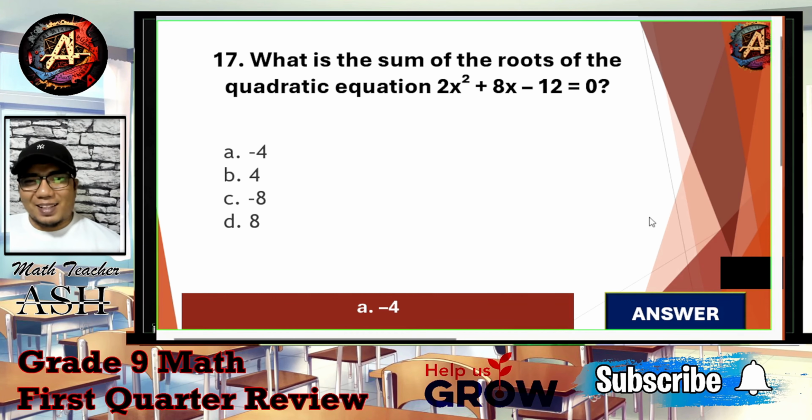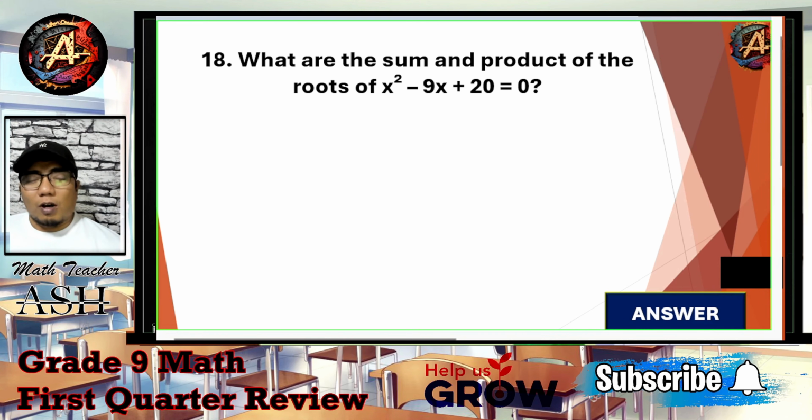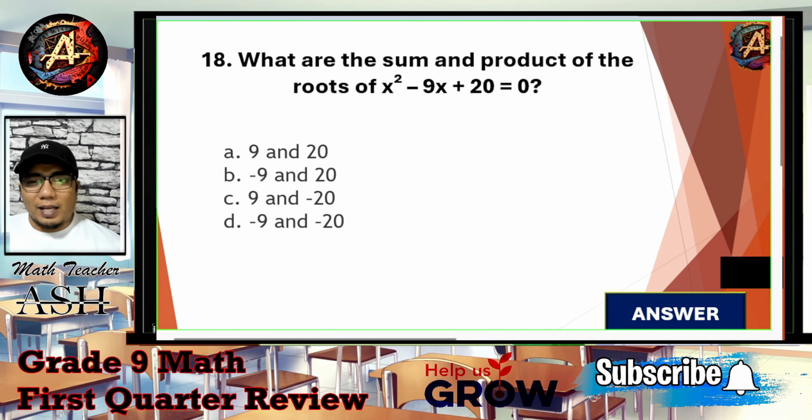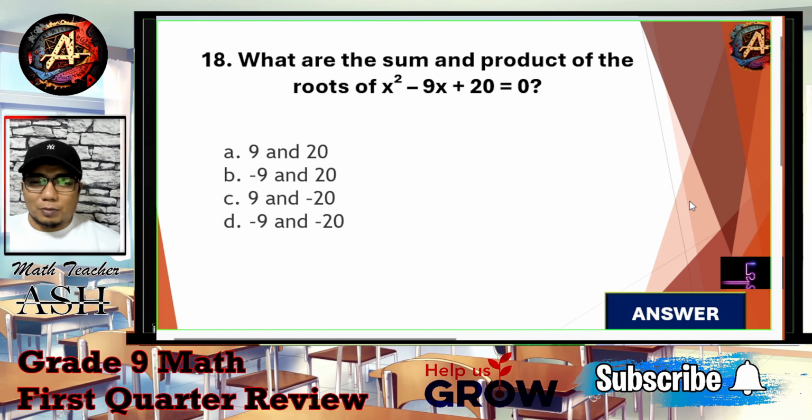Alright, my dear math learners, easy, right? Now, let us go to question number 18. What are the sum and product of the roots of x squared minus 9x plus 20 is equal to 0? Is it A, 9 and 20, B, negative 9 and 20, C, 9 and negative 20, or D, negative 9 and negative 20? I'll give you 5 seconds to think about your answer.